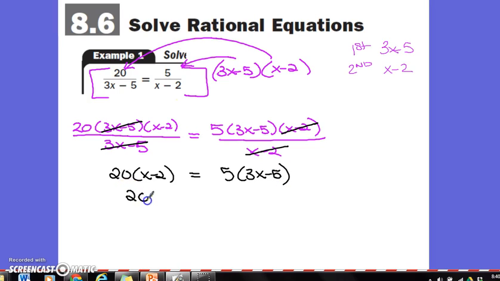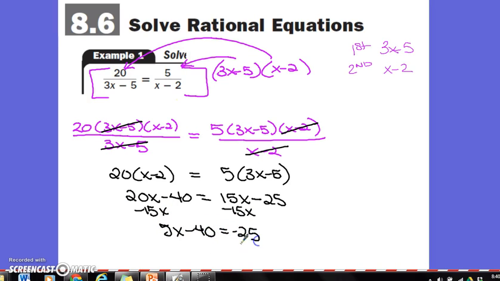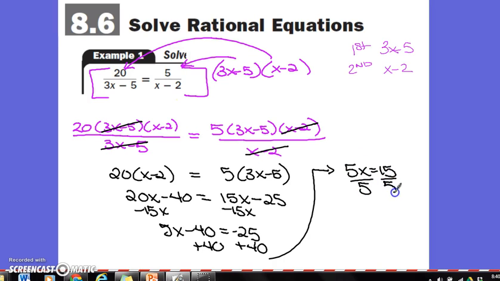So you distribute, so you get 20x minus 40 equals 15x minus 25. We're going to subtract the 15x to get 5x minus 40 equals a negative 25. You're going to add the 40 to get 5x equals 15. Divide by 5, and then x will equal 3.